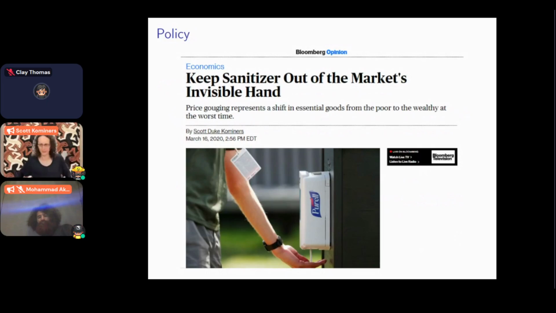Whoops, sorry. And something is beeping. That's super interesting. I did not know that device did that. Right. Okay. So that's hand sanitizer.